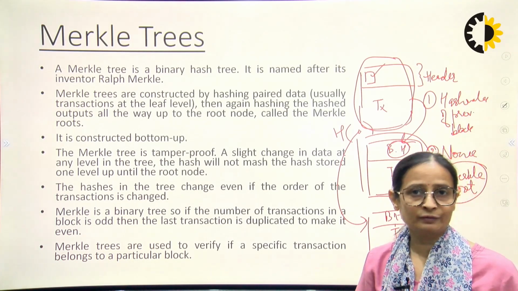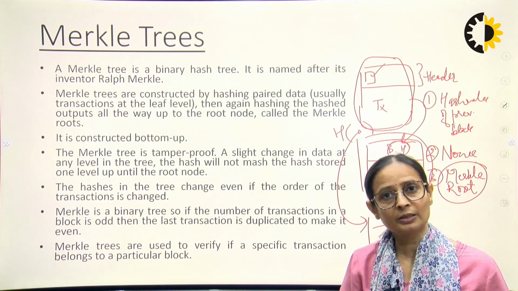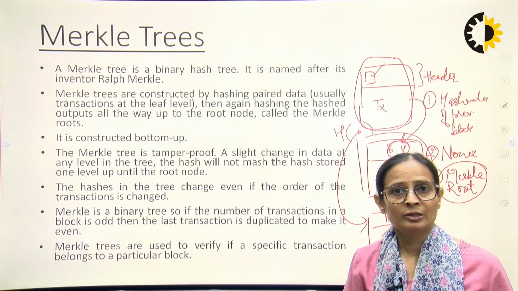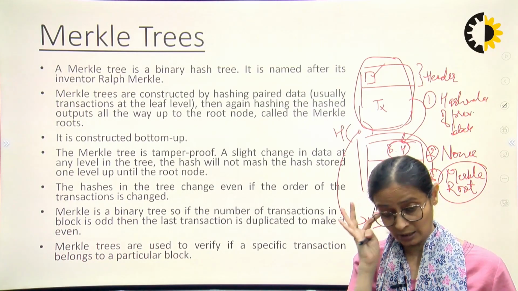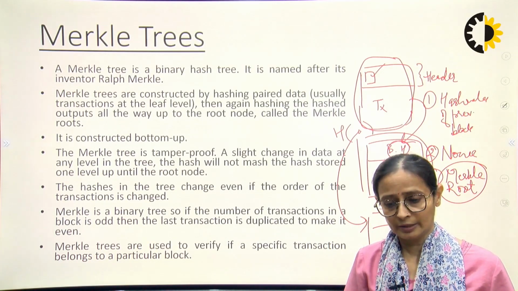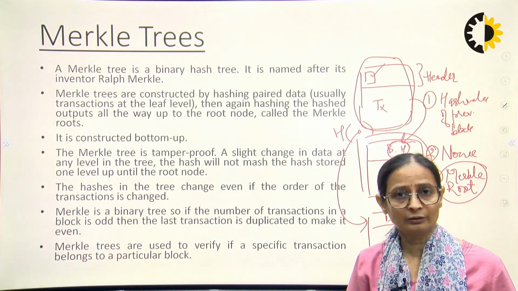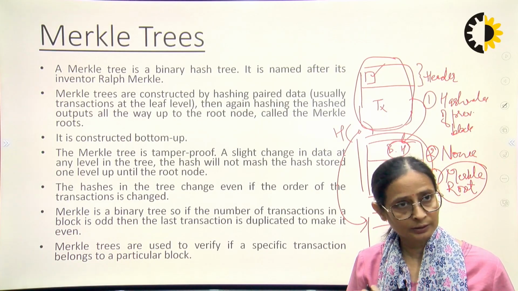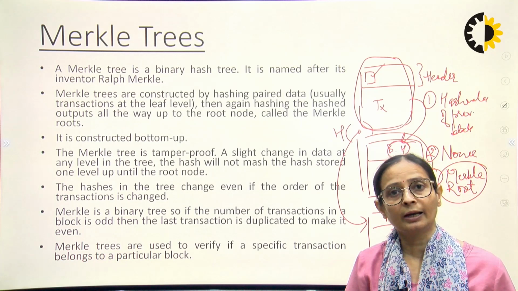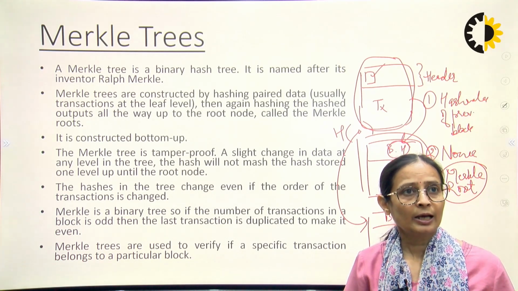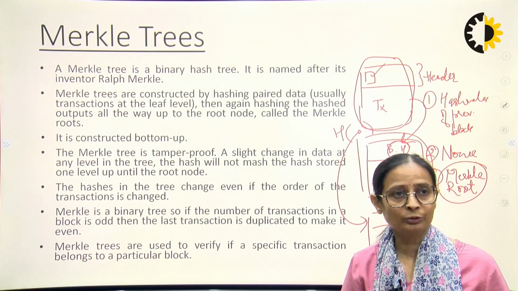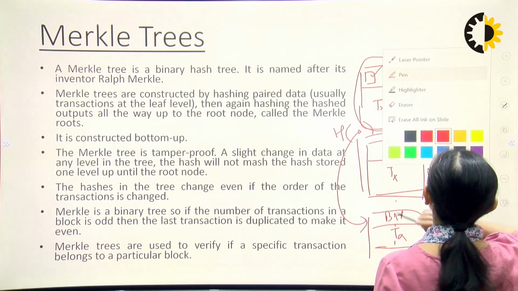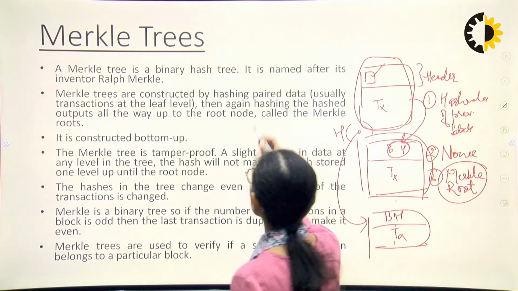When we say Merkle tree, it is a binary tree, and the content of this tree is hash values. So we say that this tree is a binary hash tree. It is named after its inventor, Ralph Merkle. Merkle trees are constructed by hashing the paired data, usually transactions at the leaf level, then again hashing the hashed outputs all the way up to the root node called the Merkle root. So here, what are we saying? Suppose this is a tree.